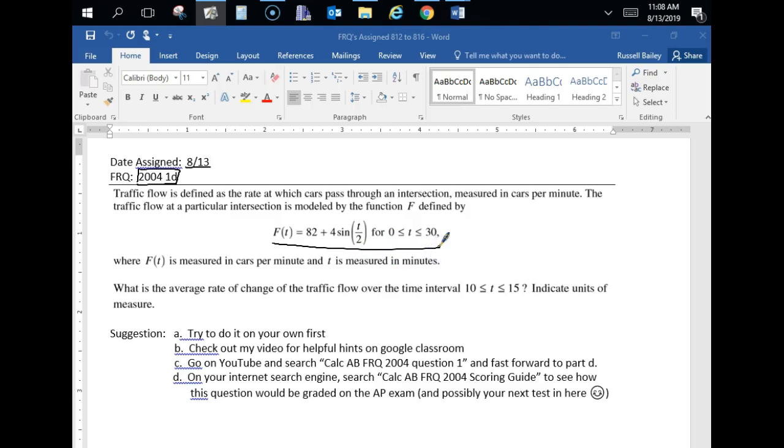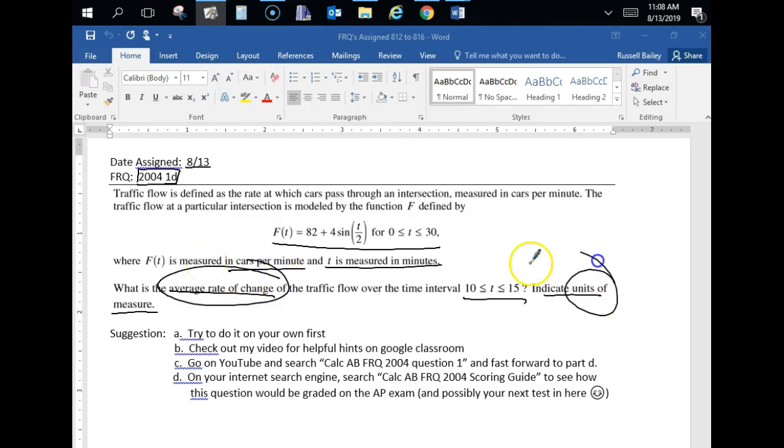They're telling us that F is measured in cars per minute, so it's kind of important to pay attention to units on these things. It also tells us that T is measured in minutes. The question is asking us to find the average rate of change of the traffic flow on this time interval, and to indicate the units of measure. So there's really two things we're being asked to do here: one is find the average rate of change, and the other is give the units of your correct answer.